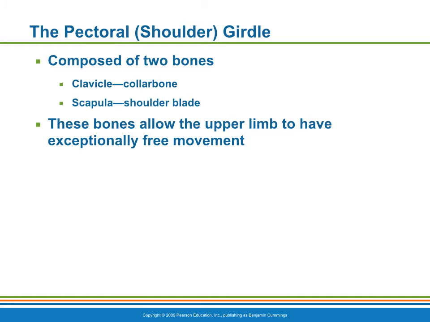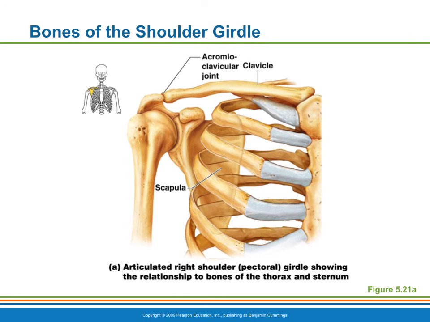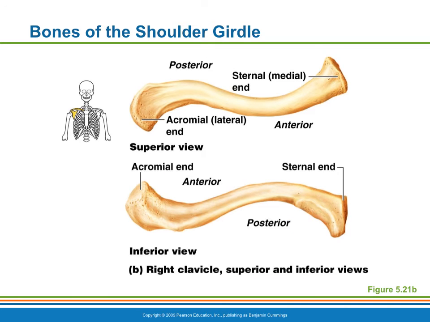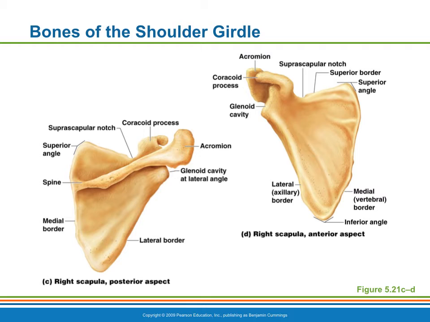Now, the clavicles extend horizontally across the thorax. And then the scapulae are very thin, flat bones that lie on the dorsal side of the rib cage. And here's what it looks like. Here are the bones of the clavicles, and here are the scapulae.